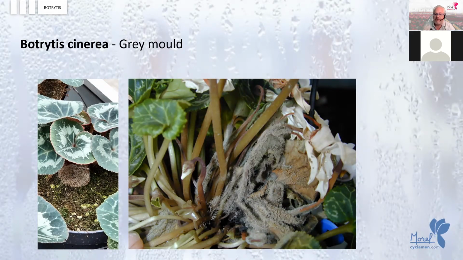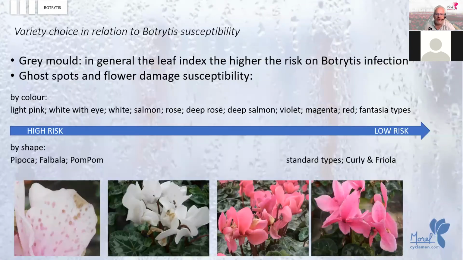So it can cost a fortune, and it can easily be avoided by spending a little bit of money on dehumidification and looking more carefully into how you water the crop. But before we go into more detail about humidity control and watering, I would like to speak a little bit about botrytis sensitivity of the flower in relation to the flower color.